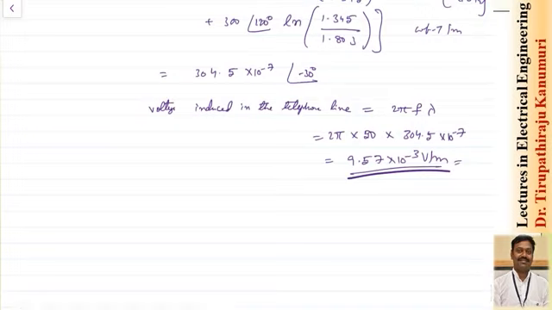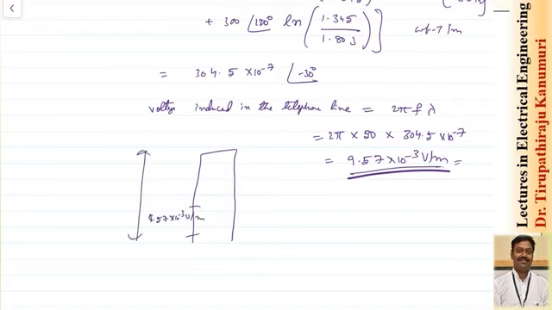Because of this, the voltage divided by the impedance of your communication line. This is my communication line. In this, the voltage induced is 9.57 into 10 to the power of minus 3 volts per meter. Like this, depending on the length of your wire, the voltage will be induced.